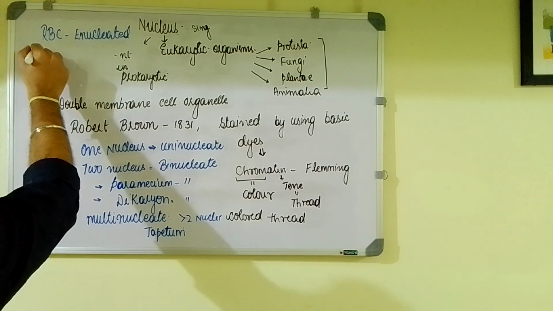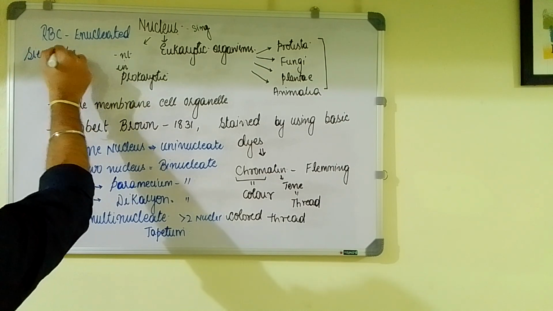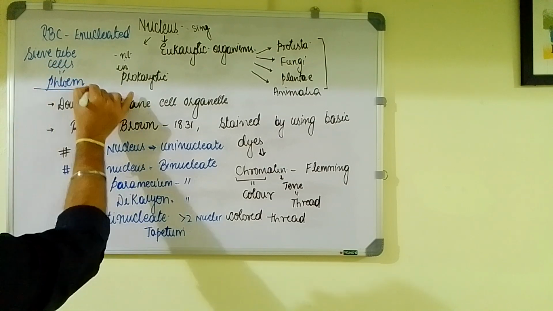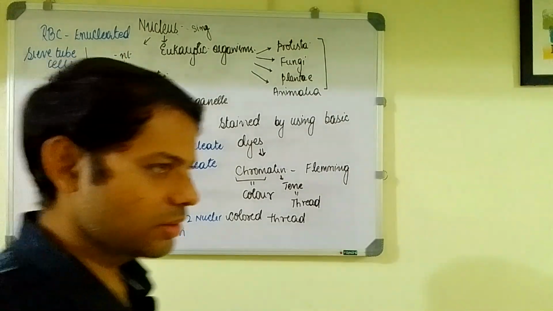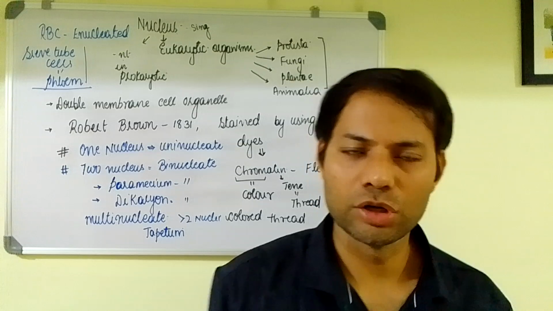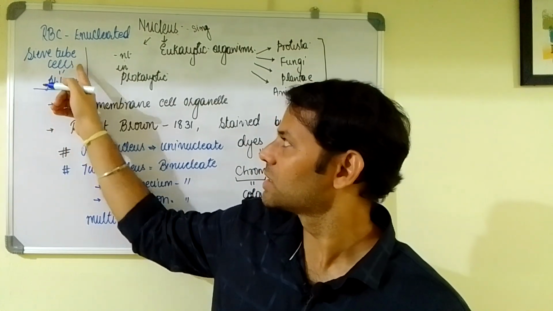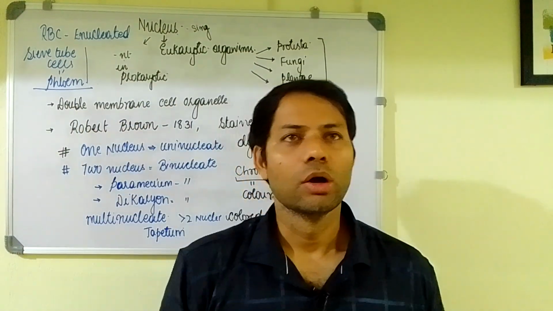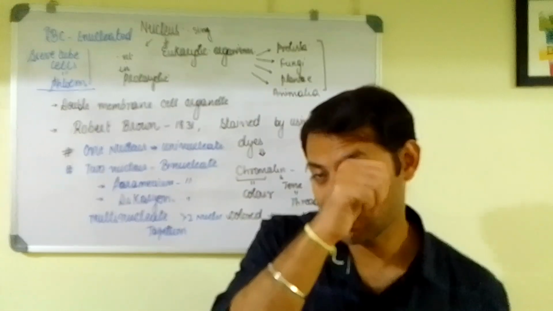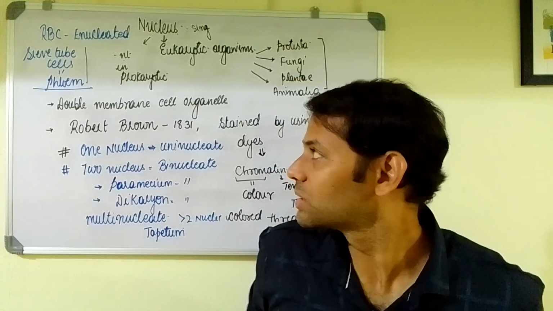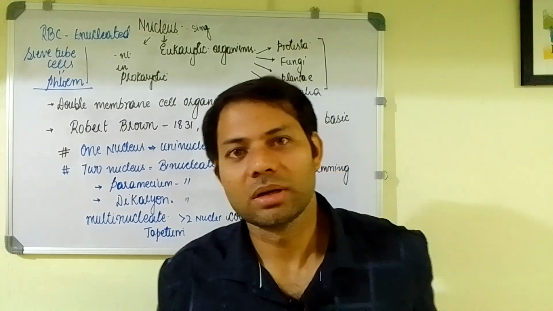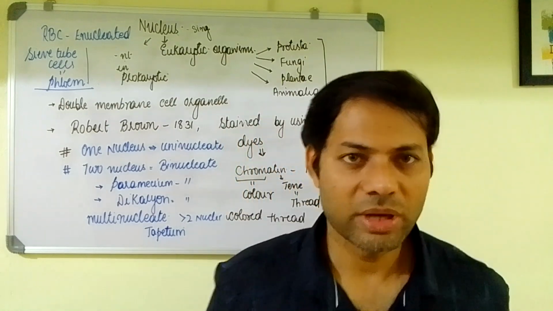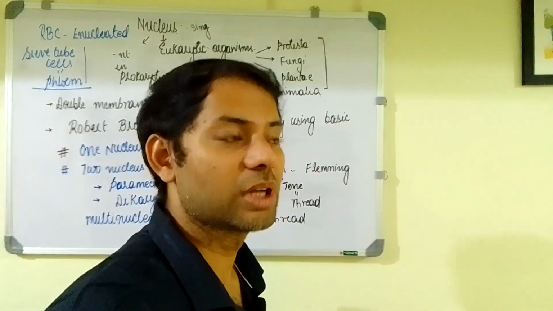Similarly, sieve tube cells in the case of phloem are also enucleated. They are living but do not have a nucleus. So sieve tube cells in phloem and RBC are some of the few examples of cells which lack nuclei. Okay, so this is about the types based on the number of nuclei or presence or absence of nucleus.